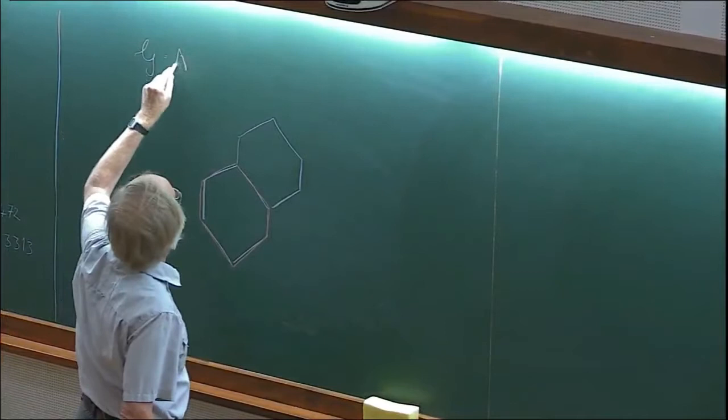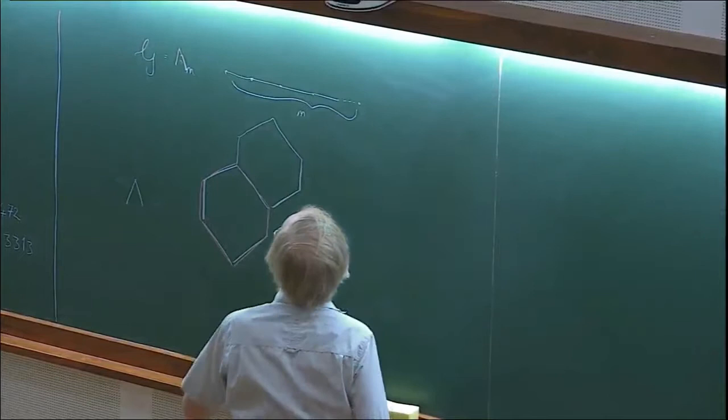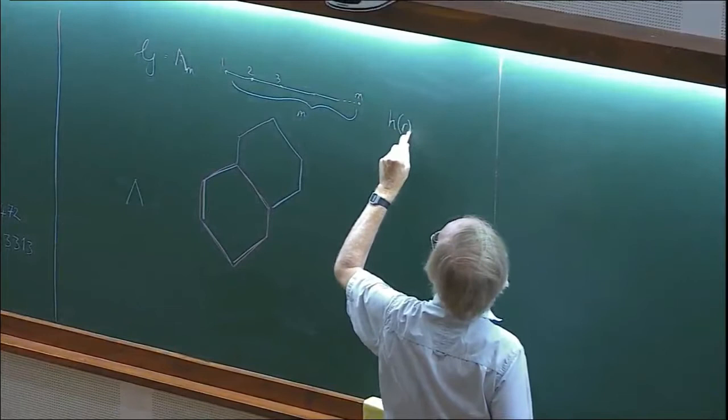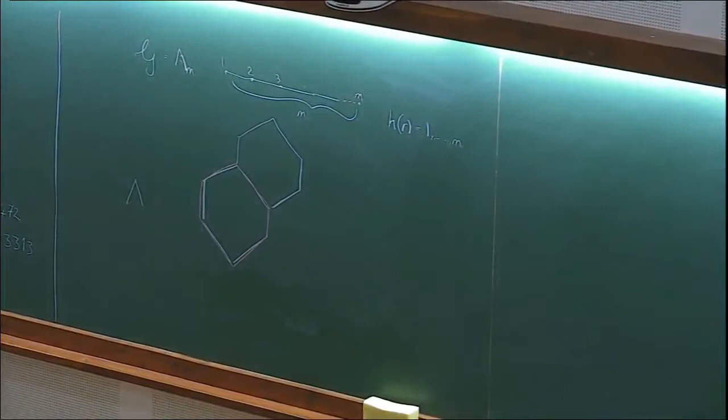And in fact, for the rest of the lecture, I'm going to assume that the graph is what we call A_M, which looks like just a chain of M sites, dot, dot, dot, connected like this. So that's the graph A_M. So if you label the sites 1, 2, 3 up to M, that means that the things that I was calling the heights, h(r), take the values 1 up to M. So you can think of them, that's why we can possibly call them heights.